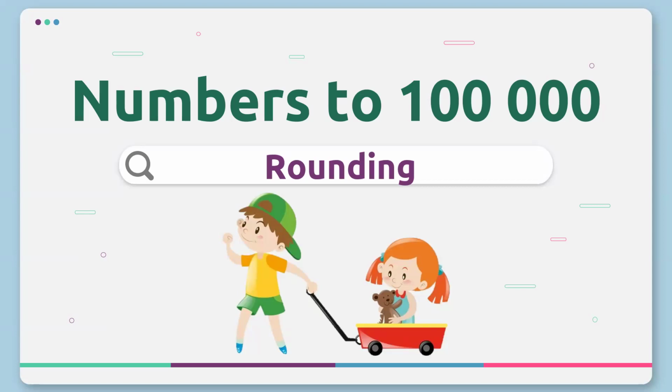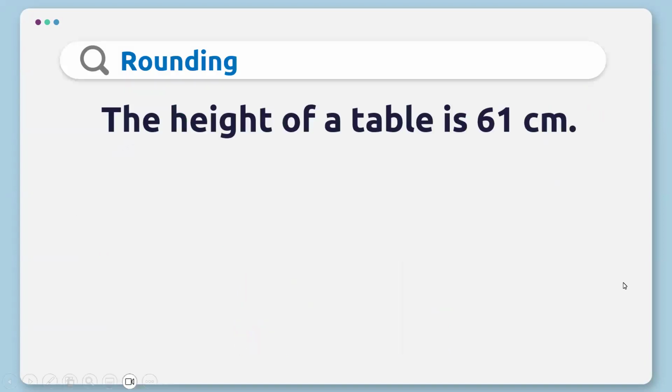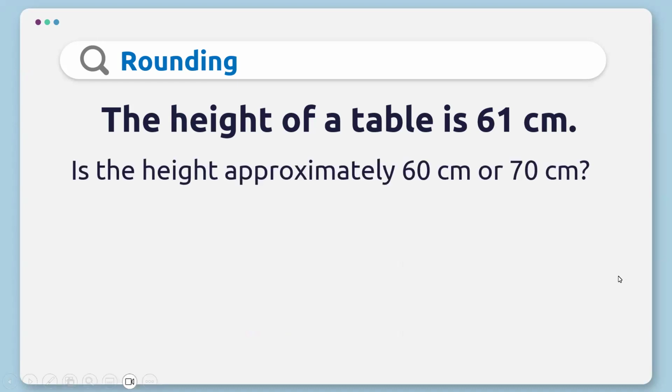Hi, now we're going to look at rounding. So before we go straight into rounding, let's try and figure out what this word means. Firstly, if the height of a table is 61 centimeters, is this height approximately 60 centimeters or 70 centimeters? Remember, we previously learned the word approximately.